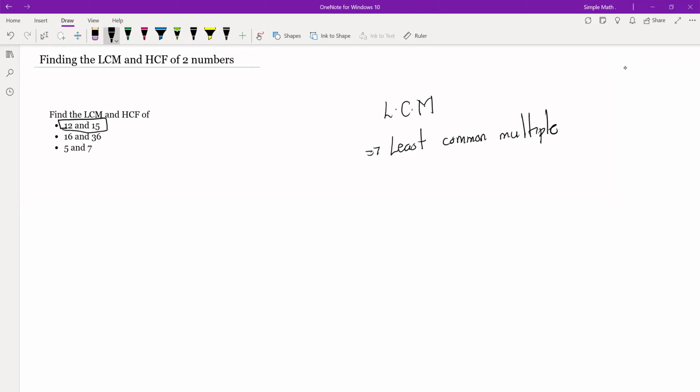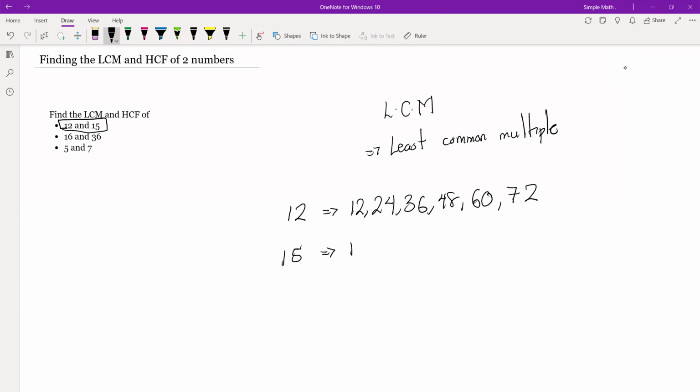There are three methods you can use. The first one is a bit slow, but it gives you an idea of how LCM works. So let's find the LCM of 12 and 15. The first thing we're going to do is write the multiples of 12. We have 12, 24, 36. 12 times 4 is 48. 12 times 5 is 60. 12 times 6 is 72. Let's stop here.